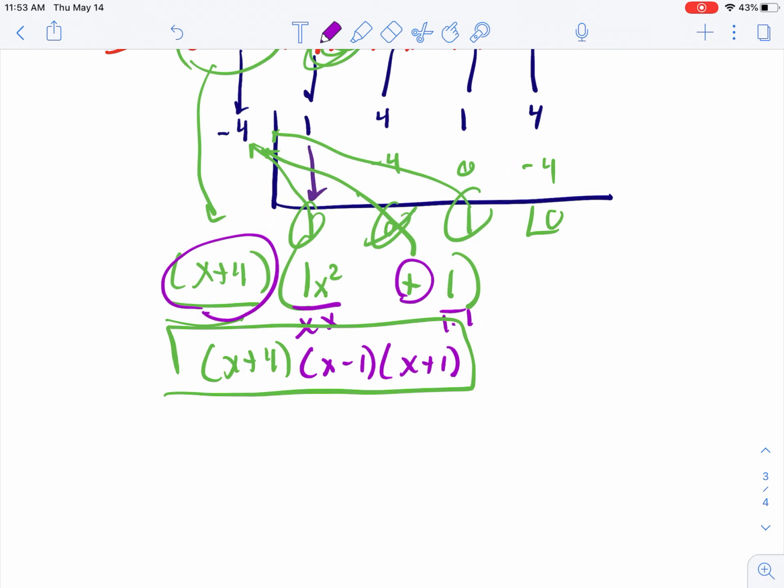Okay. Oh, and I forgot one thing. That was an i. So that should be an i, oops, x minus 1i and x plus 1i. I almost forgot that that is a complex number.